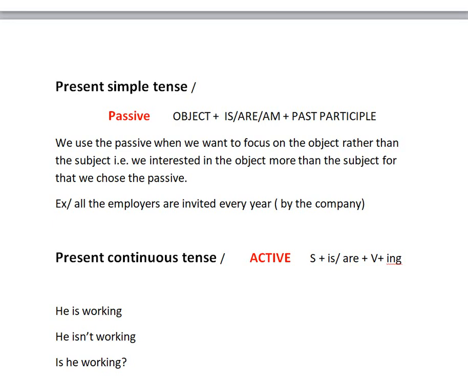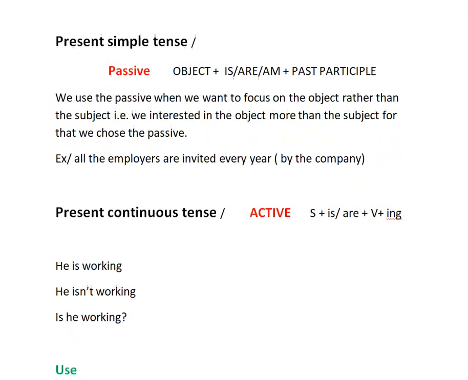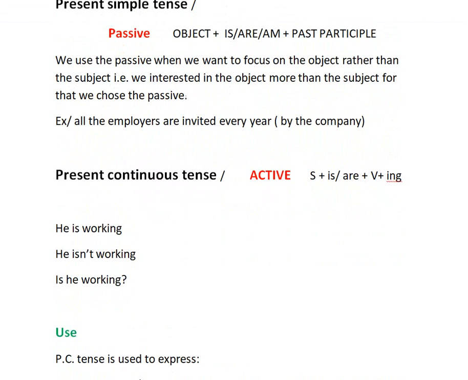Now let's move to the present continuous tense. Now, what about the present continuous verbs? The formula of present continuous tense is subject plus is or are plus verb plus ing. Okay, and this is in the active.